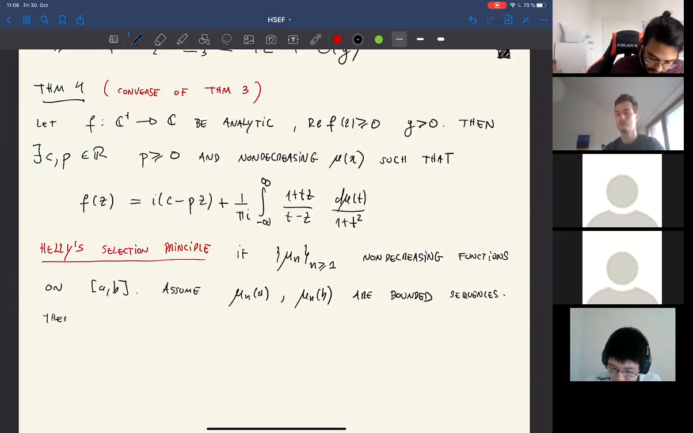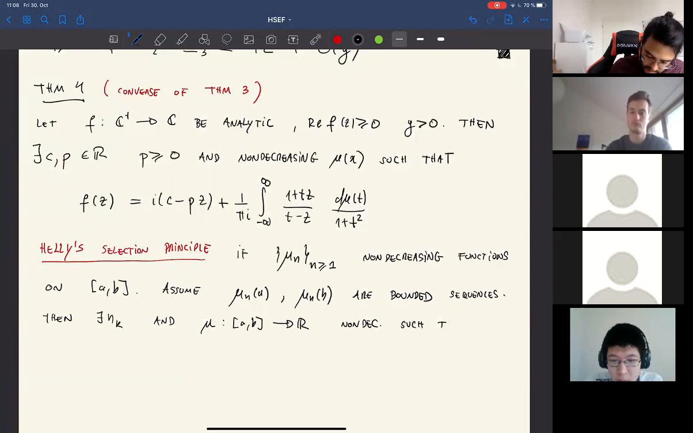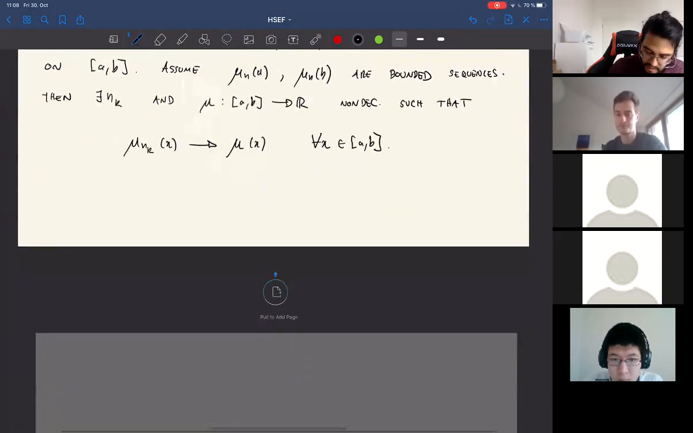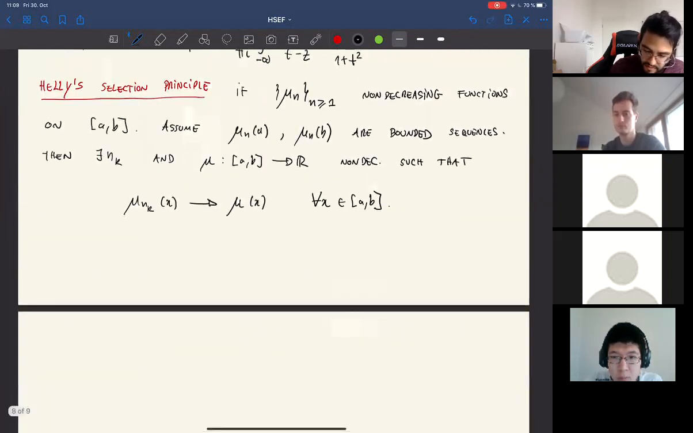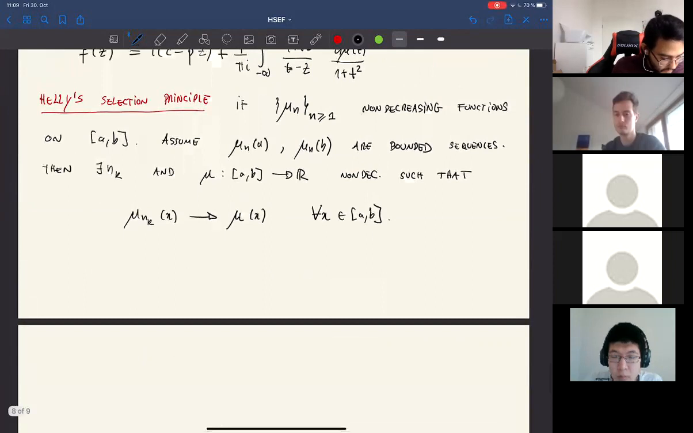Then there will be some subsequence n_k and some non-decreasing function AB such that mu_{n_k} converges to mu for all x in the interval. Not almost everywhere, but for all x. That's the Helly selection principle.